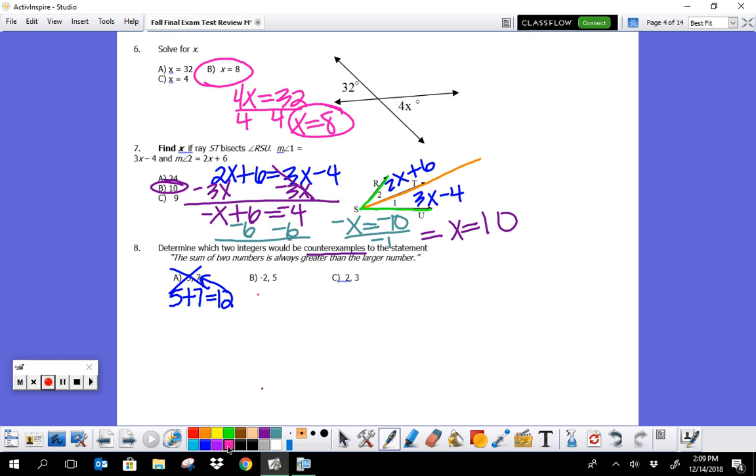B says, so I'm going to do negative 2 plus 5. That gives me 3. Is the sum of those two numbers greater than the larger number? No, it's not. So this should be our counterexample, but let's check the last one. 2 plus 3 equals 5. Is the sum 5 greater than the larger number? Yes, it is. So the answer is B.